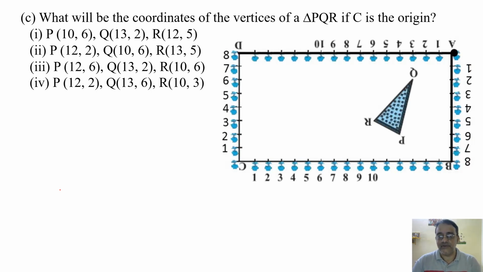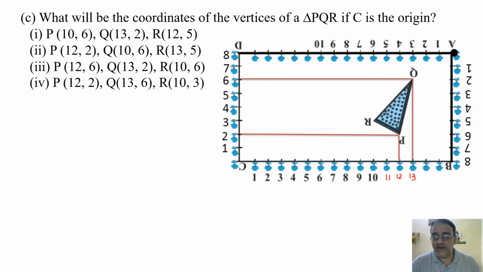उसको उल्टा कर दिए हम लोग, ठीक है? So ध्यान से देखो, this is P and P is, what is the coordinate of P? 12, 2. And what is the coordinate of Q? 13, 6. And what is the coordinate of R? 10, 3, right.